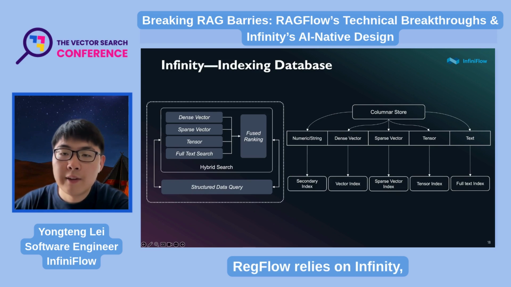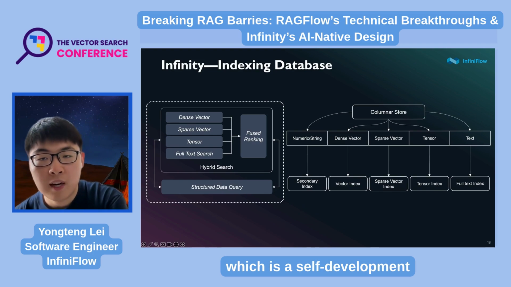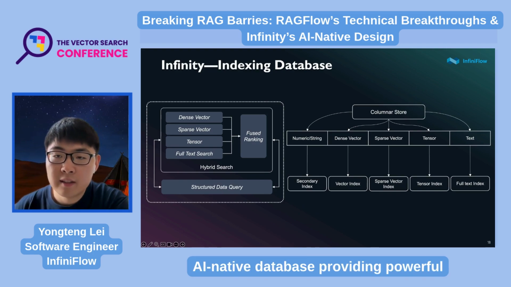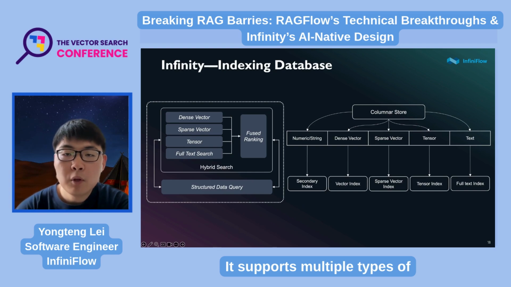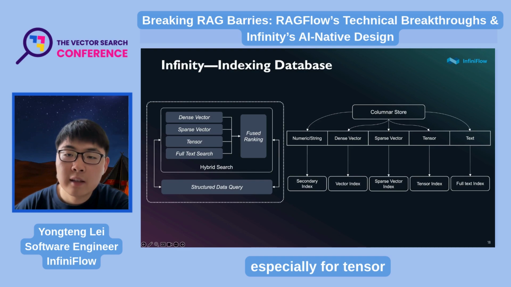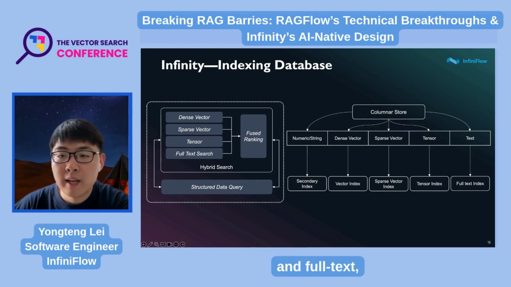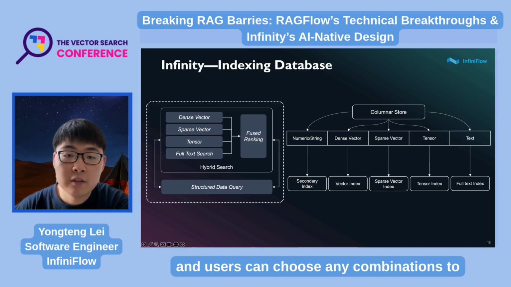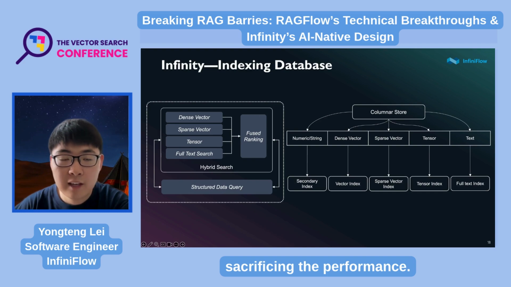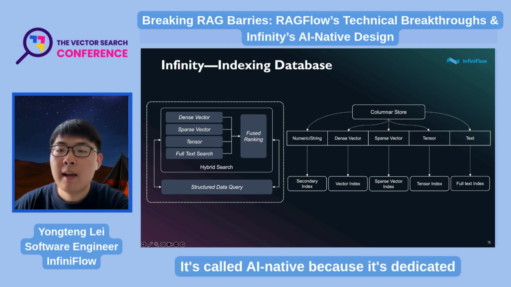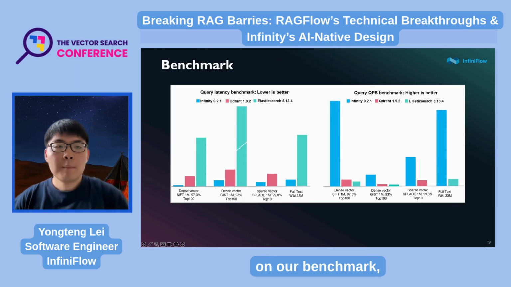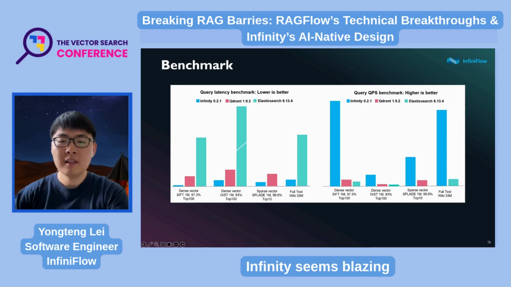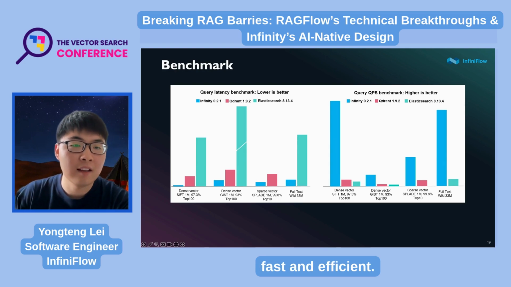RAGFlow relies on Infinity, which is a self-developed, AI-native database, providing powerful hybrid search with fused ranking. It supports multiple types of index, especially for tensor and full text. And users can choose any combination to perform the hybrid search without sacrificing performance. It's called AI native because it's designed for RAG from scratch. Based on our benchmark, Infinity seems blazing fast and efficient.